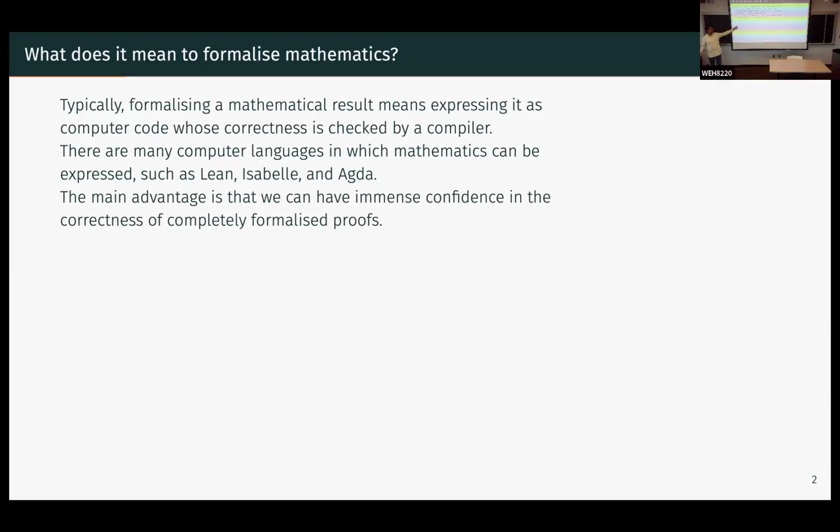And languages like Lean, Isabelle, and Agda are widely trusted. So I trust them, and I encourage you to as well. There are a few more advantages that really come from this. There's standardization and centralization, right?